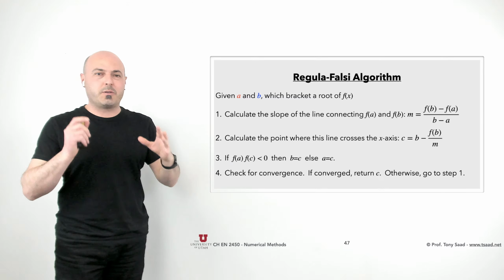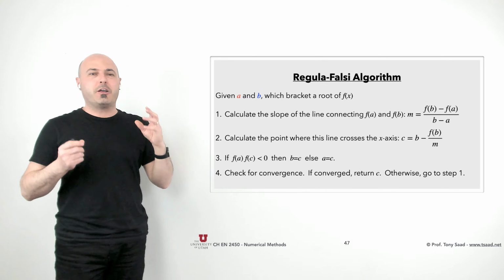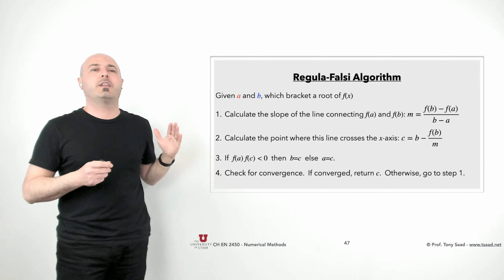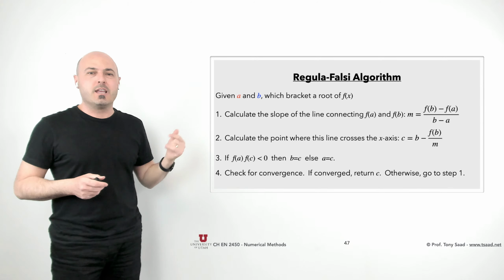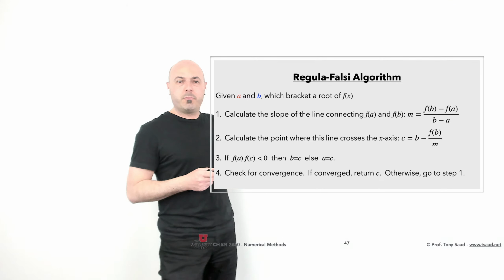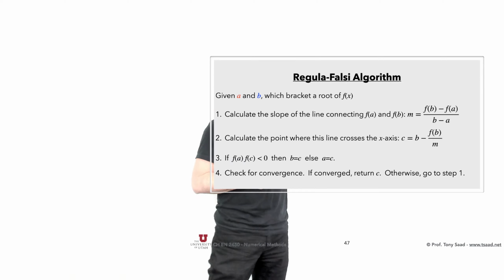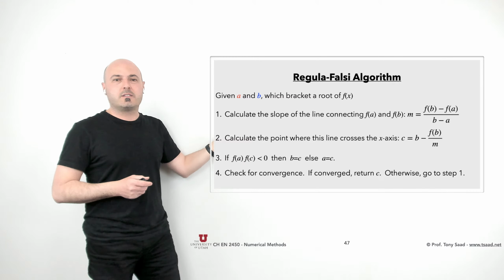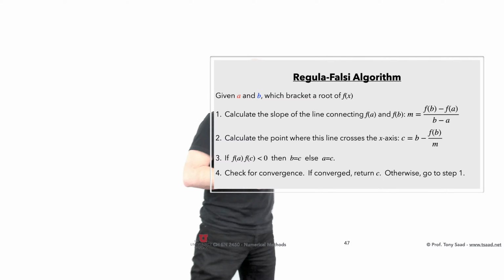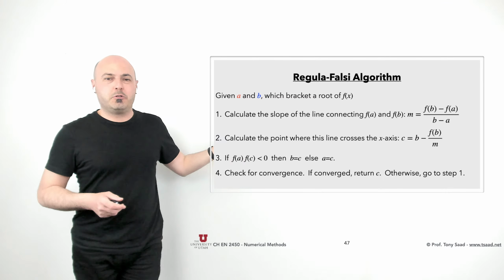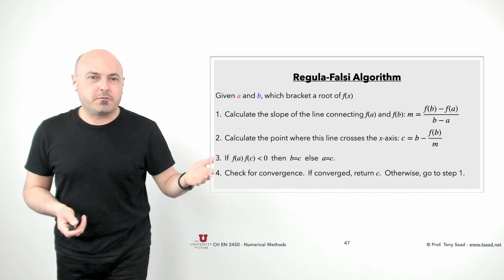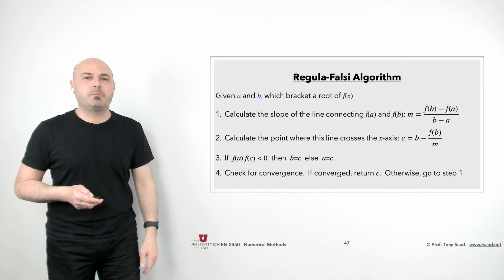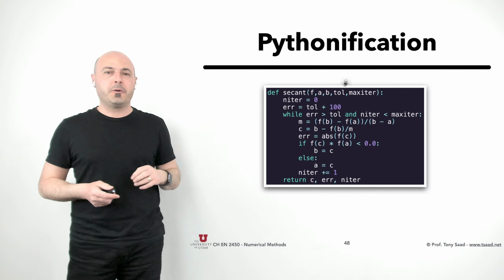The procedure is very similar to the bisection method, except for the formula: rather than taking the midpoint, you're evaluating the root of the straight line that connects f of a and f of b. So you calculate the slope between f of a and f of b, that's m. Then you calculate the point at which the line crosses the x-axis, that's b minus f of b over m. Then you check if you've converged, or what the new bracket is, and rinse and repeat, just like we did for the bisection method.